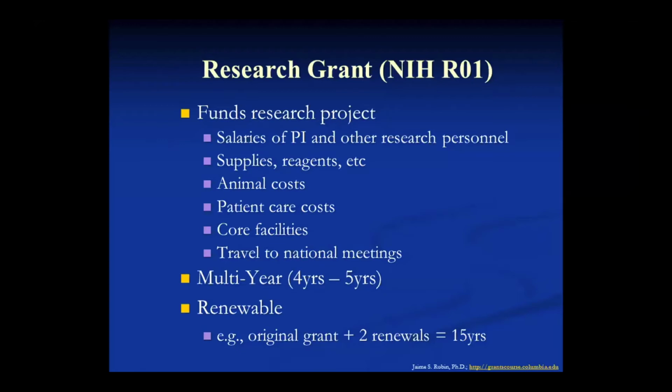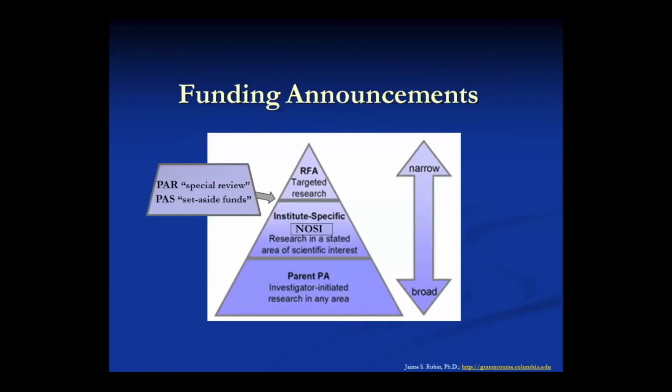So the example I gave at the bottom, so let's say you got the original grant for 5 years and you successfully renewed the grant twice for another 2 times 5 years. So then you have the grant for the total of 15 years, which is really quite impressive.